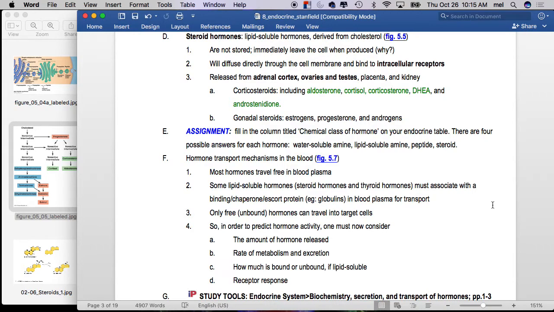And the primary places that they are released from are the adrenal cortex. We'll get there. And of course, the ovaries and the testes make the sex-related ones. Also the placenta for a little while, and the kidney makes one too. We don't usually study that one though.